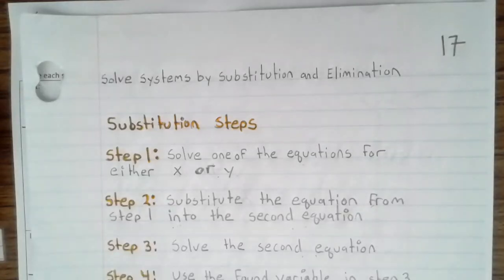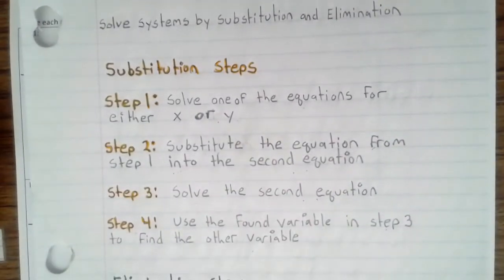Podcast. Today we're looking at Journal page 17, Solve Systems by Substitution and Elimination. Substitution steps. Step 1, solve one of the equations for either x or y. Step 2, substitute the equation from step 1 into the second equation. Step 3, solve the second equation. Step 4, use the found variable in step 3 to find the other variable.